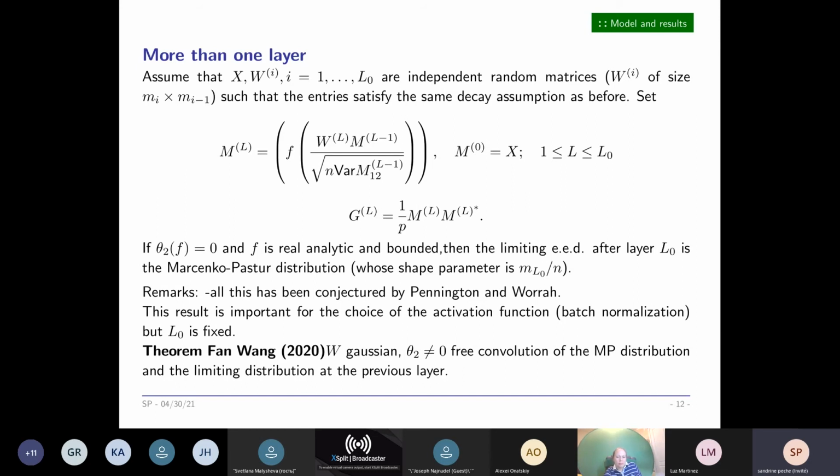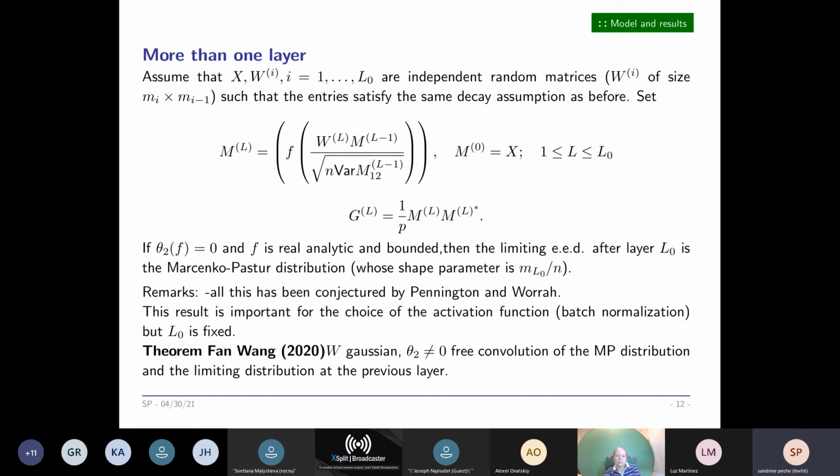So what is important here is that at each step, at each layer, we rescale the matrix entries of our output, say M_{l-1}, by the square root of the variance, so that at each step the variance is scaled to 1, okay? And we simply form at each layer the matrix G_l. So we were able to consider with Luca the case where theta 2 is equal to 0 with the same assumptions on f.